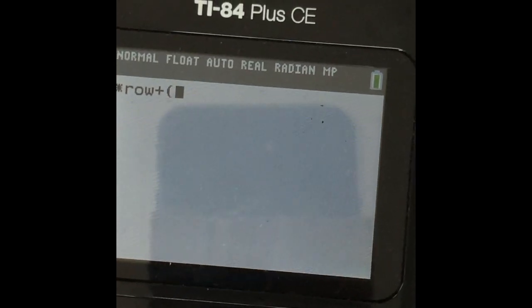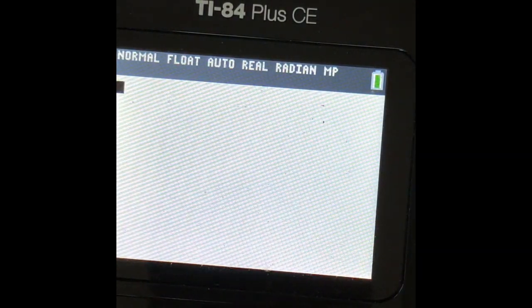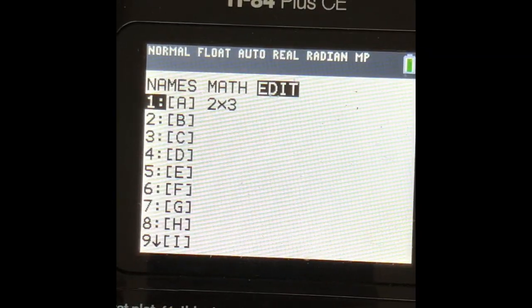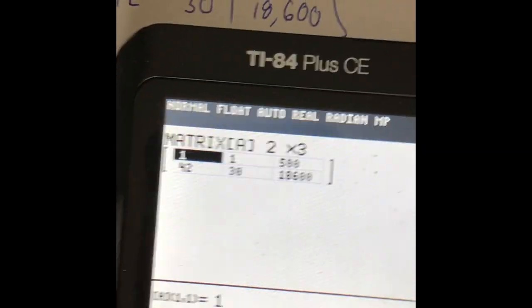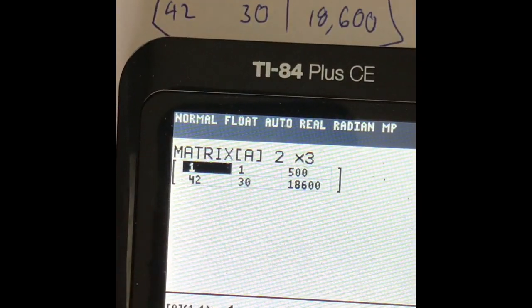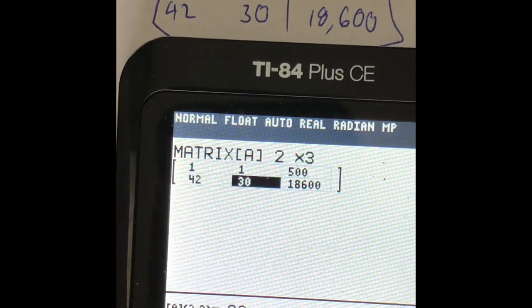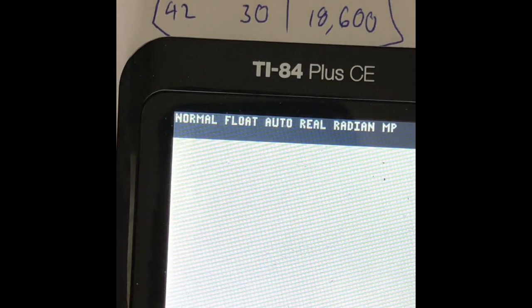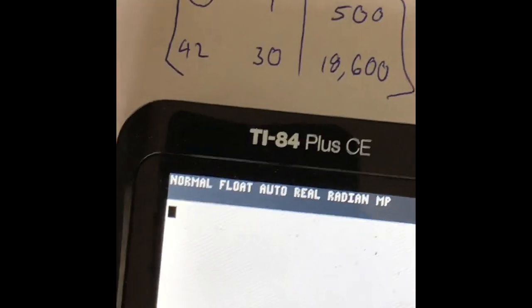The first thing, let me back up here, is to make sure you put the matrix in there correctly. Go to Edit, and then make sure it's a 2 by 3, and make sure your matrix looks like the one on your paper. So 1, 1, 500, and then of course 42, 30, and then 18,600. Once you've entered that in, we're going to perform this row operation to zero out this 42.